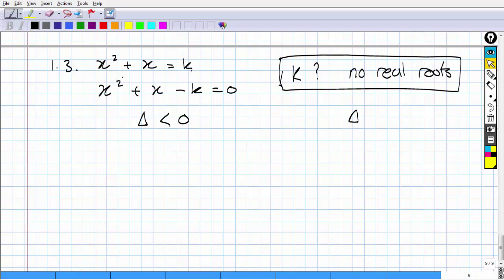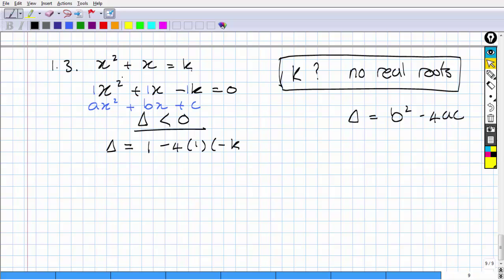Remember what delta is? Delta is b squared minus 4ac. Now what we have here, we have ax squared plus bx plus c. And in this case, our a is 1, our b is 1, and our c is negative 1. Okay, so we simply work out what delta is, and we literally plug it in. We say delta is equal to, now that's the condition, and delta in this case is equal to b squared, which is just 1 squared, which is 1, minus 4 times a, which is 1, times c, which is negative k.